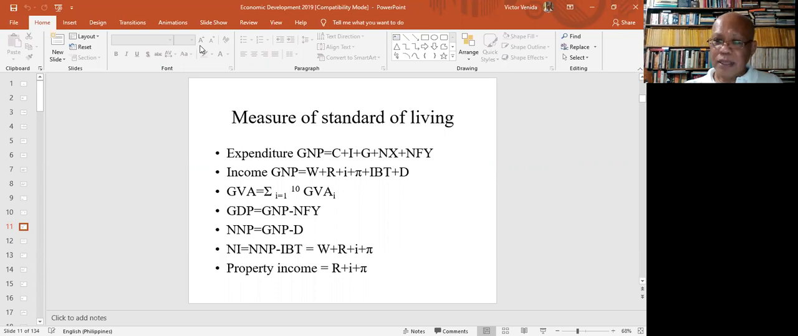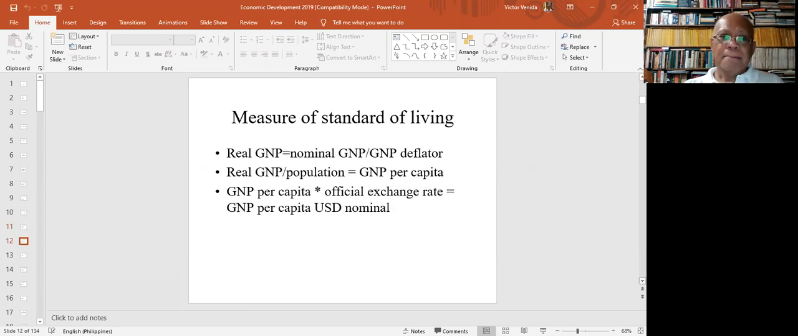Right. So now let's proceed. Now, when you want to make cross-country comparisons, here are the things to consider. The GNP for the year 2020 is estimated using the prices of goods and services in 2020. Then you also have GNP, say from 2010, which uses the prices of goods and services in 2010.